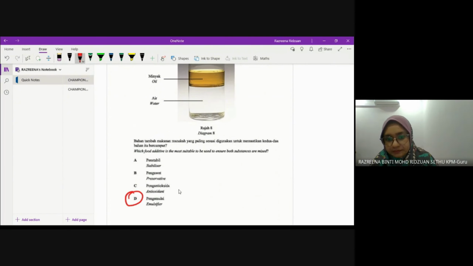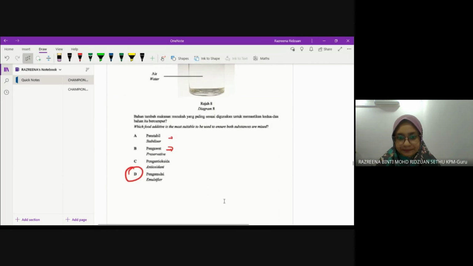Stabilizer is to make sure that the two substances form a proper layer. Okay, preservative is to avoid the growth of microorganisms. Antioxidants are used to stop the oxidation of the food.